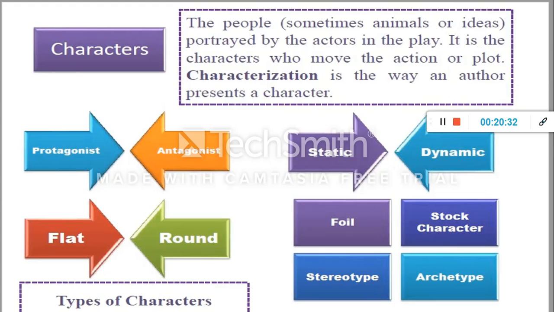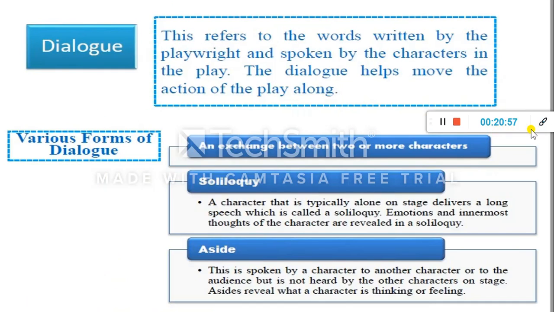So briefly, by character we mean the people, animals, or ideas portrayed by the actors in the play, and it is through the characters that the action or the plot of a play or a literary work is presented. Another element of drama is dialogue. This refers to the words written by the playwright and spoken by the characters in the play. The dialogue helps move the action of the play along.